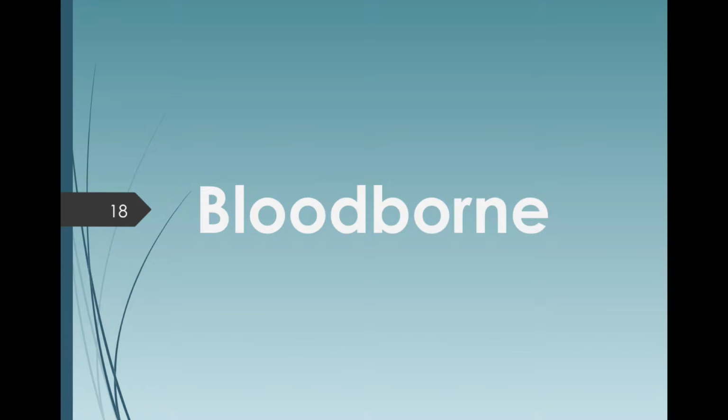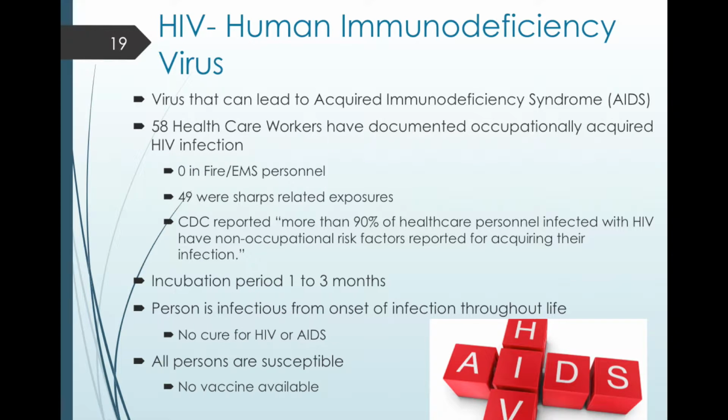So let's start getting into some of the conditions. We're going to start with the bloodborne diseases. Our first one is HIV. HIV is the virus that leads to AIDS. To date, this number has gone up this year. Now there are 58 healthcare workers that have documented occupationally acquired HIV infections. We continue to have 0 of them that were fire or EMS personnel.